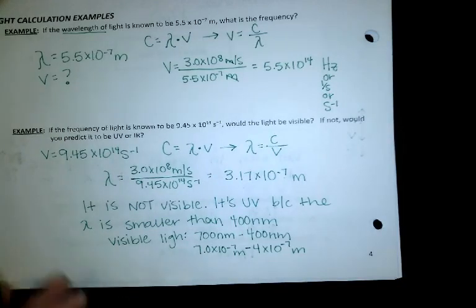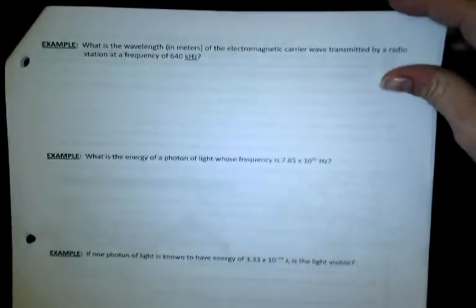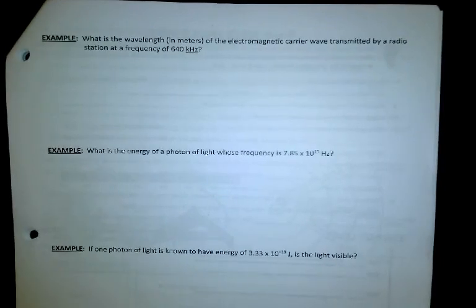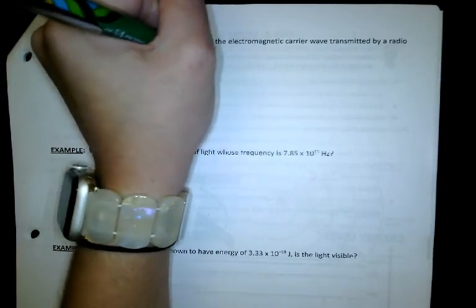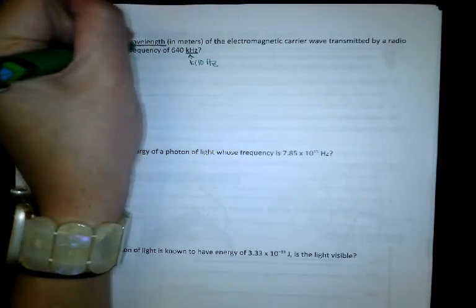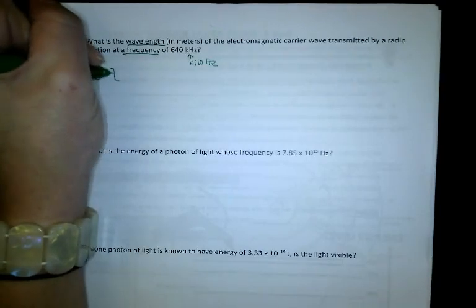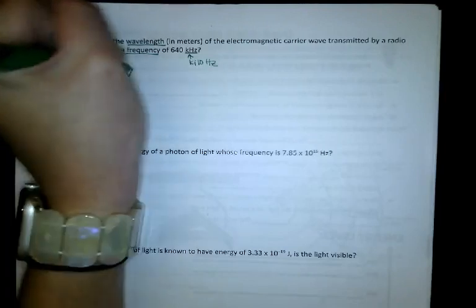Now, our next example, it says, what is the wavelength in meters of the electromagnetic carrier wave transmitted by a radio station at the frequency of 640 kilohertz? Okay, this is a kilohertz. So we're trying to find wavelength, and we're given frequency. So we can use the speed of light equation. Speed of light equals wavelength times frequency. So the wavelength is going to be equal to the speed of light divided by the frequency.